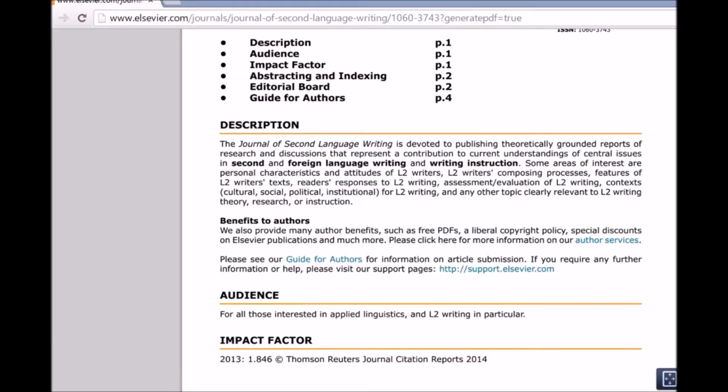Now, it doesn't tell you specifically what this is about. This is where you have to read the journal. For example, most of the articles in this journal are geared toward college level writers. So you could be doing L2 writers in elementary school or high school. This may or may not be the right journal for that kind of publication.